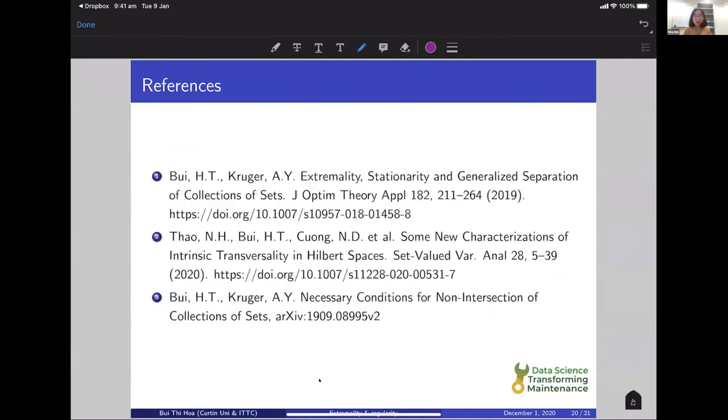So the talk is based mostly on this paper. You will find the metric characterizations in this paper, and the slope characterizations in this paper as well. And then this one is to study the intrinsic transversality.